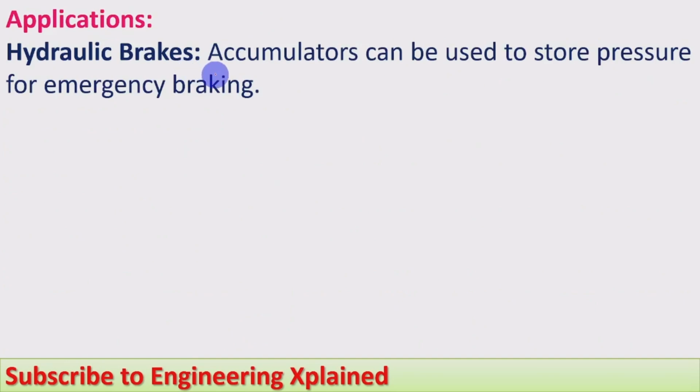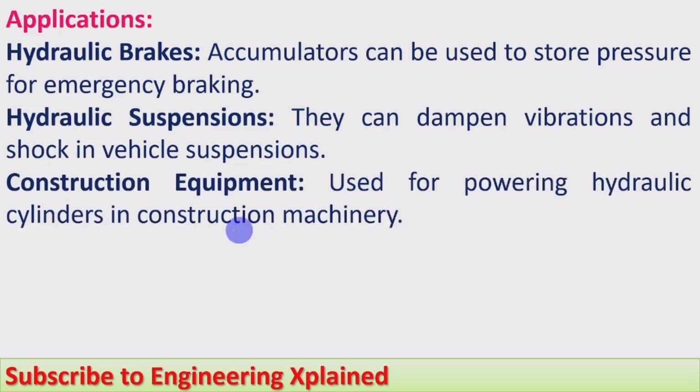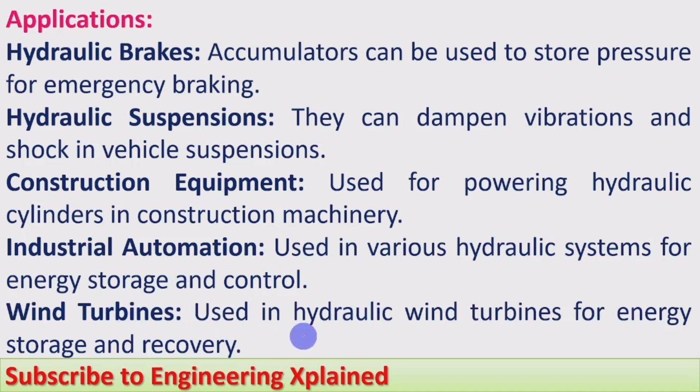Applications: hydraulic brakes. Accumulators can be used to store pressure for emergency braking. Hydraulic suspensions. They can dampen vibrations and shock in vehicle suspensions. Construction equipment: used for powering hydraulic cylinders in construction machinery. Industrial automation: used in various hydraulic systems for energy storage and control. Wind turbines: used in hydraulic wind turbines for energy storage and recovery.